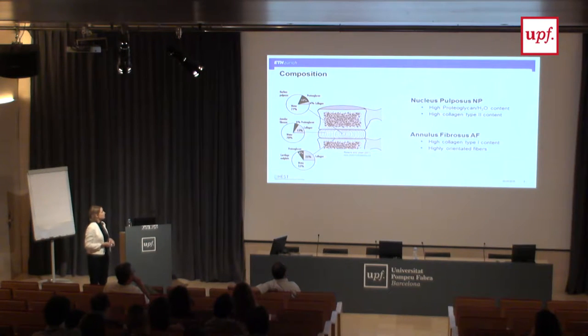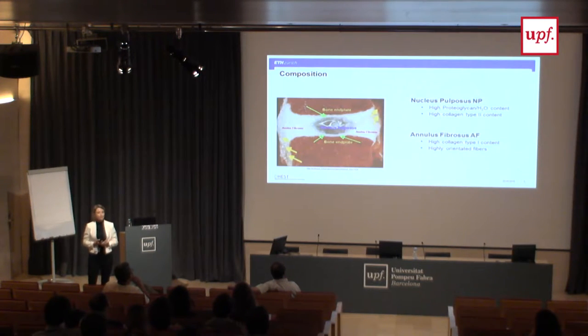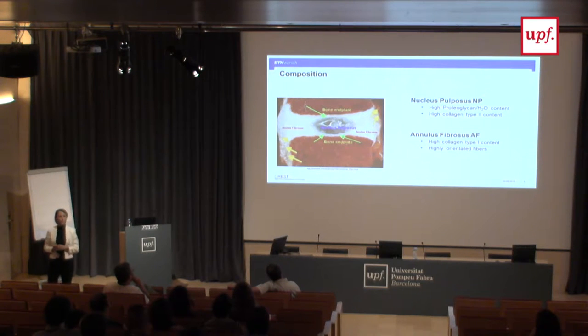So this is what I just told you now. And this is where you can actually see it. This would be a human disc, very, very young, because only in very young human discs can you actually see nicely these two different structures. You can distinguish the nice gel-like nucleus pulposus and also the annulus fibrosus that is collagen-rich and fibrotic.